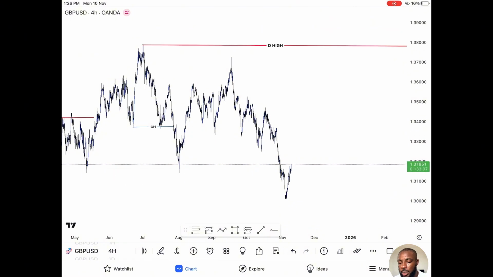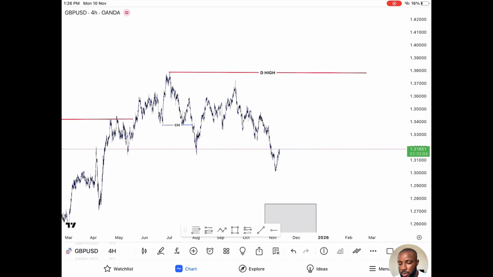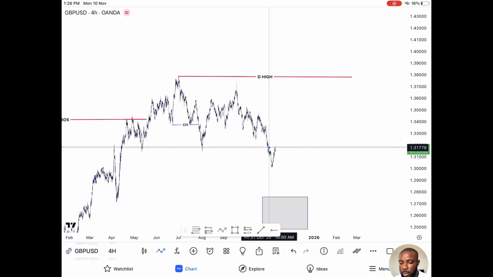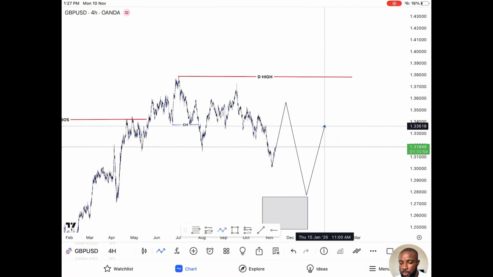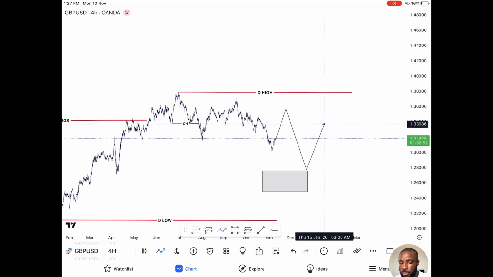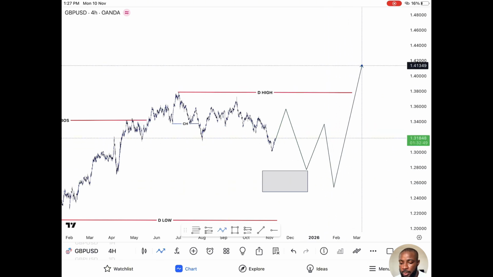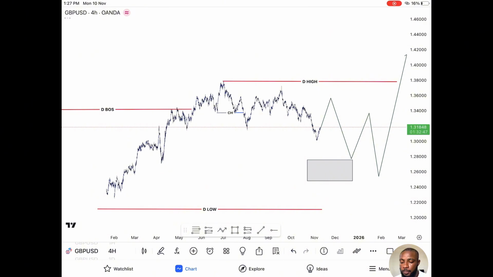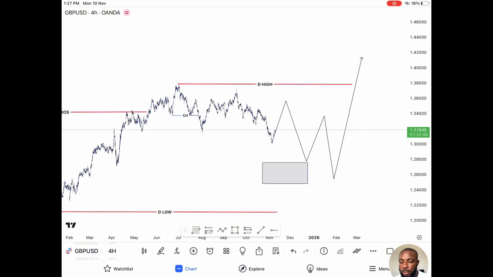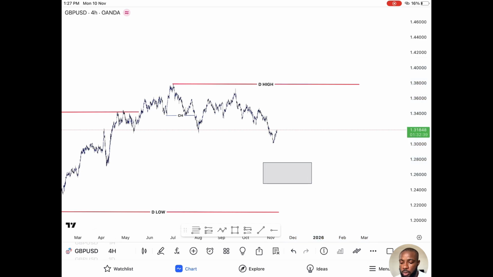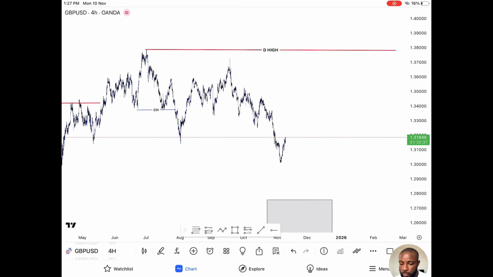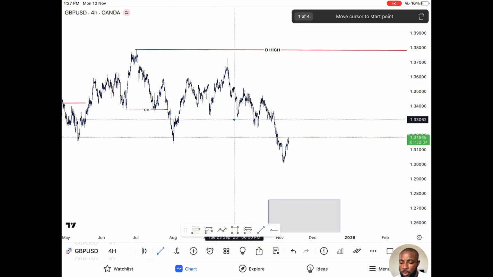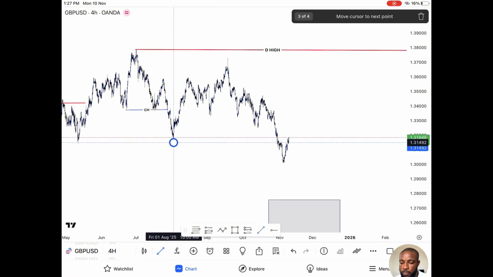So what are we expecting on this 4 hour? We're expecting this to happen. Then price comes down, and this is what we're expecting on the 4 hour. But you see that price is still currently creating lower lows and lower highs, which means we can also start looking for sells.